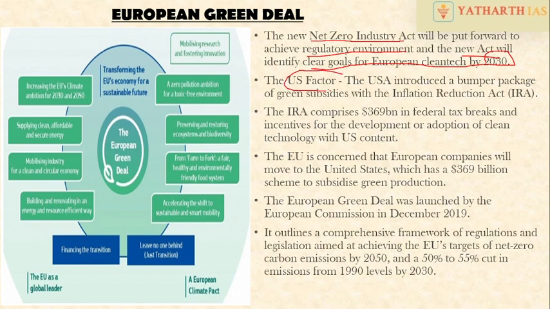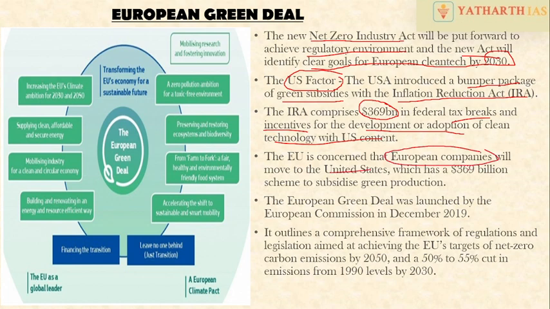So we have to consider the US factor here. The US introduced a bumper package of green subsidies with the Inflation Reduction Act. It comprises $369 billion in federal tax breaks and incentives for the development or adoption of clean technology with the US content. So the EU is concerned that the European companies will move to the United States, which has a $369 billion scheme to subsidize the green production.